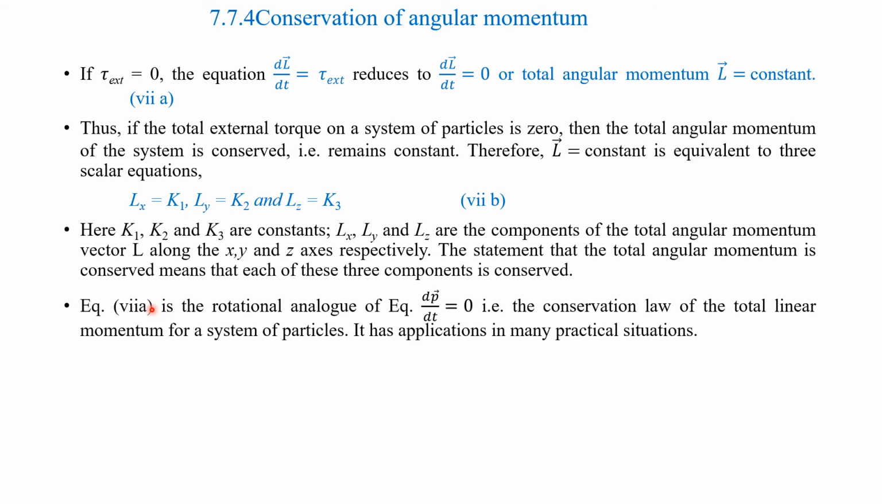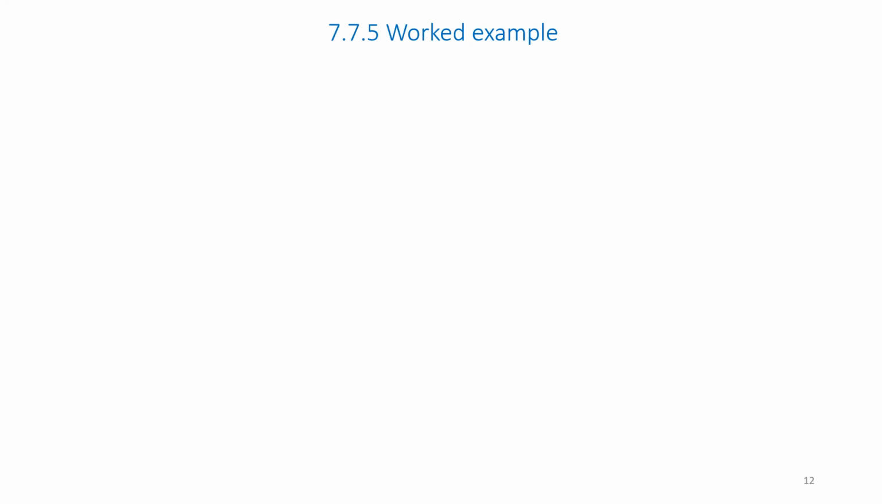Equation 7a, that is dL by dt equal to 0, or L is equal to constant, is the rotational analog of the equation dp by dt equal to 0, that is, differential of linear momentum equals 0. That means the conservation law of total linear momentum for a system of particles. It has applications in many practical situations, which we'll study in subsequent slides. Let us work out two examples.